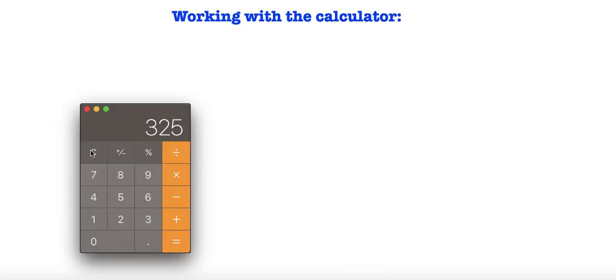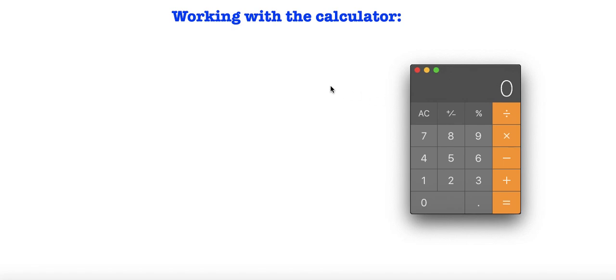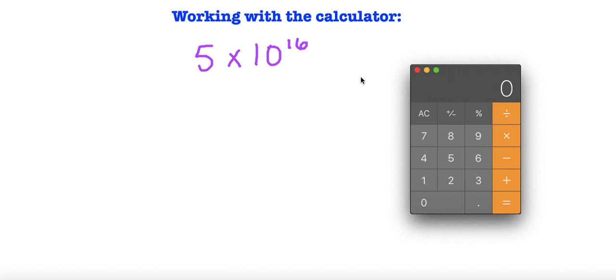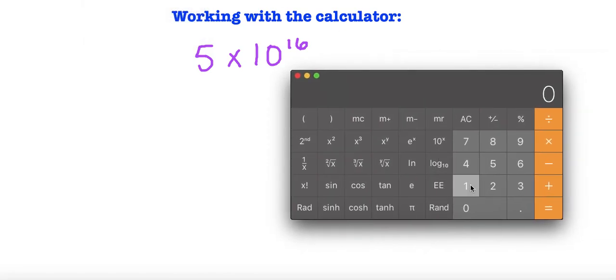So, working with a calculator. Whenever I take a calculator and let's say I multiply 5 times 10 to the power of, let's say, 16, that means I'm going to take 5 and multiply it by 10 16 times. So I'm going to use my scientific calculator to write out 10 to the power of 16 first, because that's a large number, times 5.